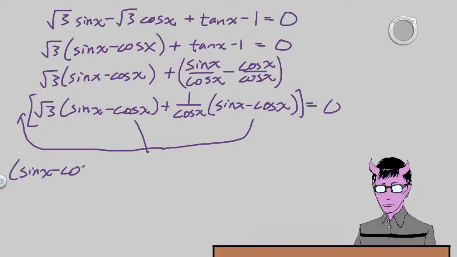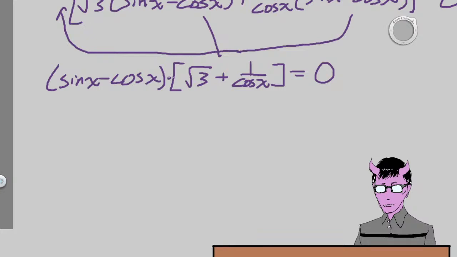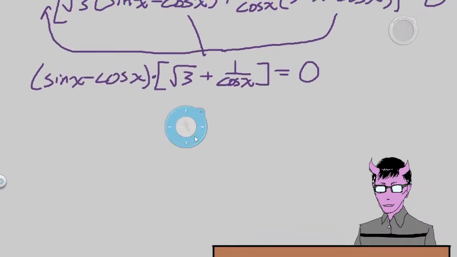thereby getting sine of x minus cosine of x. Leftovers in the brackets, root 3 plus 1 over cosine of x equals 0. So thus we have a zero product property scenario as confirmed from suspicion. We'll call this one blue scenario, and then we'll call this one red scenario, or brownish looking scenario.